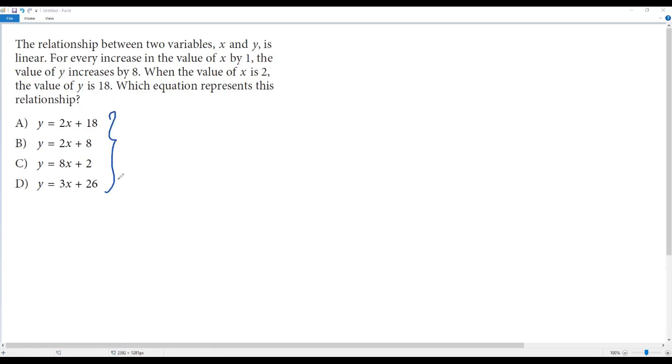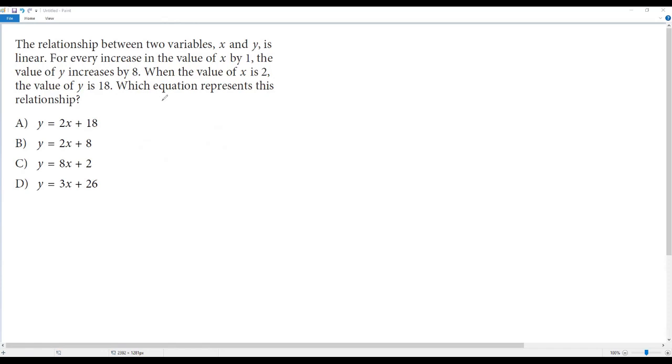When I go over the answer choices, I have the equation in slope-intercept form, that is y equals mx plus b. Okay, to get the equation of the line, we need the slope m and the y-intercept, that is the value of b. In an xy plane, we take x on the horizontal axis and y on the vertical axis.